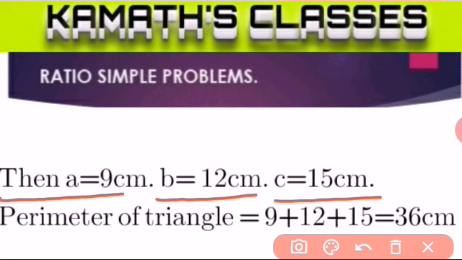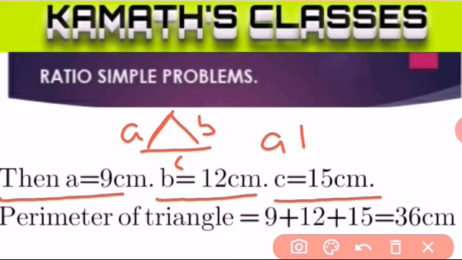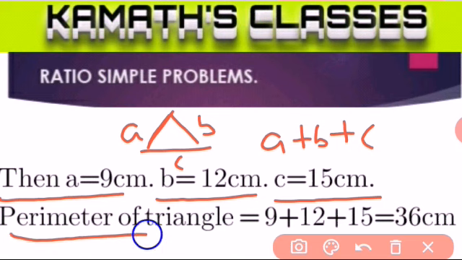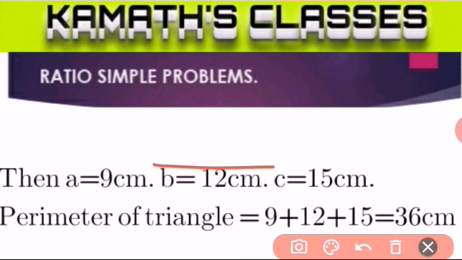So what is the perimeter? If this is A, if this is B, and if this is C, then the perimeter equals A plus B plus C. So the perimeter of the triangle equals 9 plus 12 plus 15. The total answer is 36 centimeters.